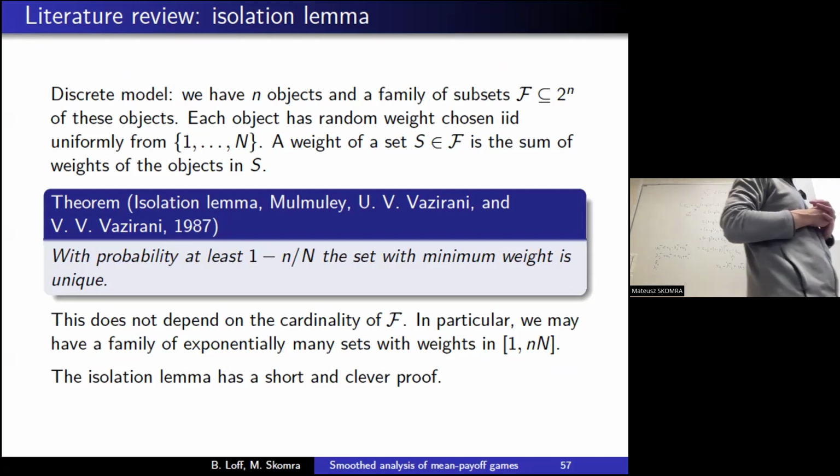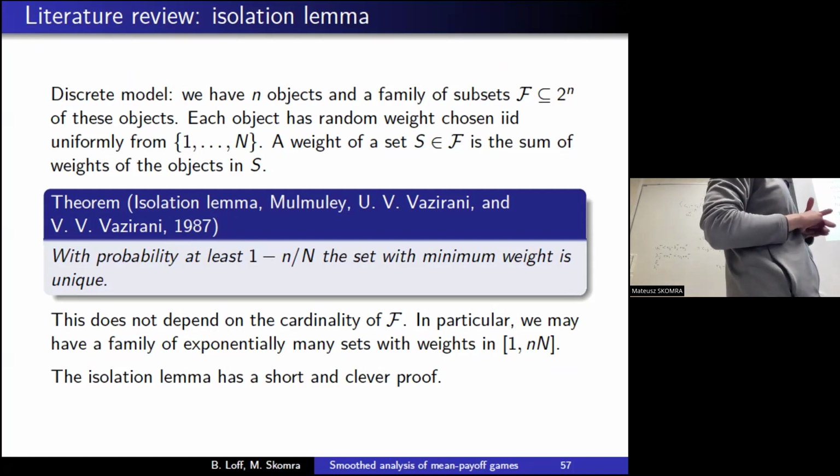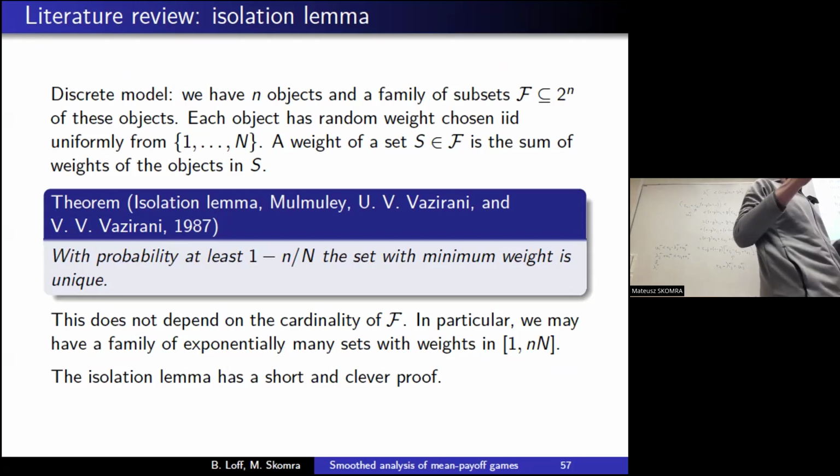And each object has a weight chosen at random from 1 to big N. And then there is this isolation lemma saying that with probability at least 1 minus n over N, the set with minimum weight is unique in your collection. But there is nothing about the cardinality of the collection, right? So you have an exponential collection of sets, each of them has a weight. And suddenly you say that, well, with high probability, the set with smallest weight is unique, no matter what your collection was at the beginning.